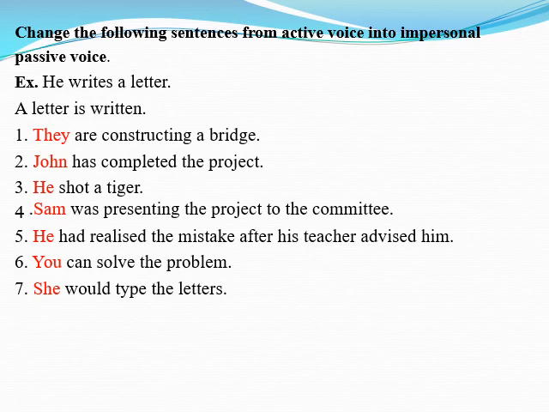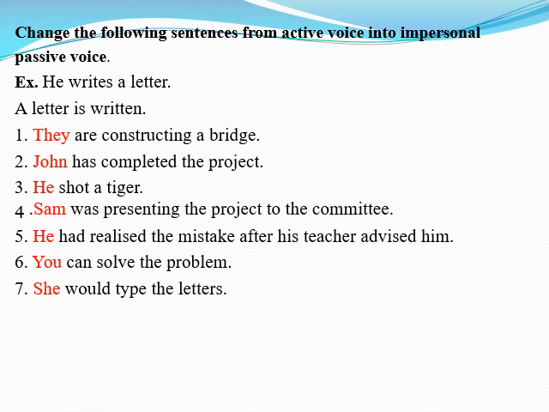He had realized the mistake after his teacher advised him. He is the subject. Had realized is the verb. The mistake is the object. After his teacher advised him, the whole phrase stands as the indirect object. So now take the object to the subject's place. The mistake had been realized after his teacher advised him.